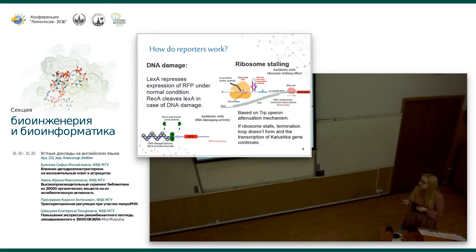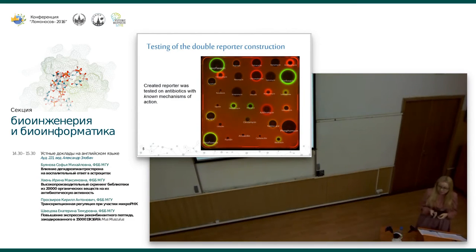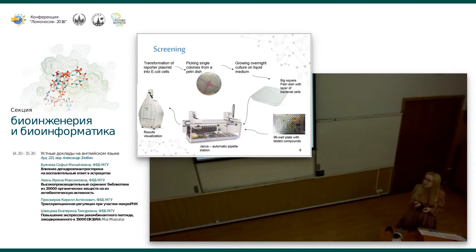And the second of our reporters, for DNA damage, is based on the LexA mechanism of action. LexA represses expression of RFP under normal conditions. But if DNA is severely damaged, the protease function of RecA is activated. So RecA cleaves LexA in case of DNA damage, and RFP is free to be expressed. After creation of our construction, we tested it on antibiotics with known mechanisms of action. For example, we know that erythromycin is an antibiotic that causes ribosome stalling. So we expected bacterial cells in the sub-inhibitory zone to produce Katushka fluorescent protein. As you may see here, it happened, and we proved that our reporter works properly and produces two distinguishable signals.